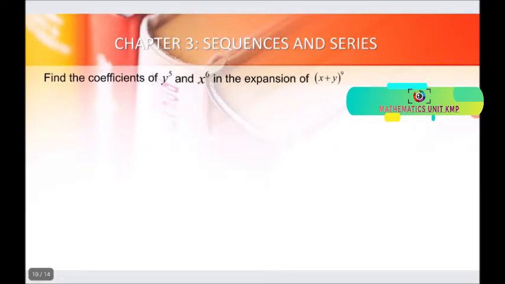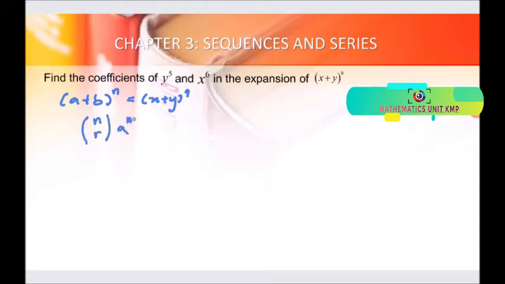Next example, find the coefficient of y to the power of 5 and x to the power of 6 in the expansion of (x + y)^9. So we compare with the general equation here. a is equal to x, b is equal to y, and n is equal to 9. So we use the formula nCr a to the power of n minus r multiplied with b to the power of r.